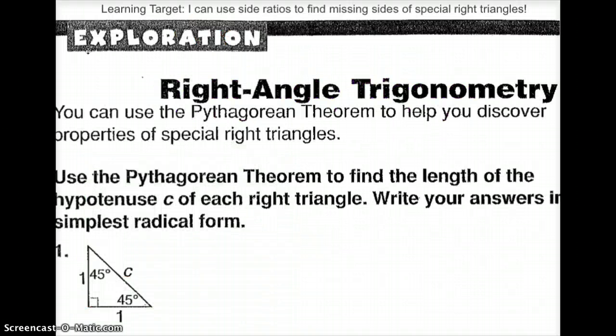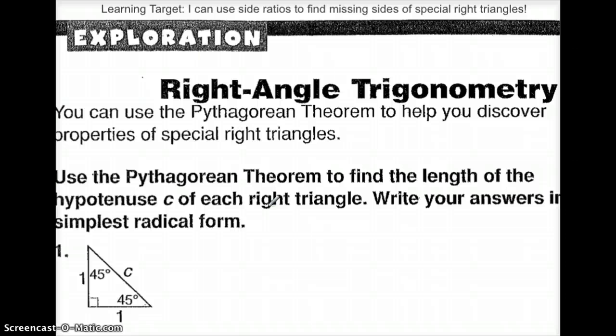The first one, I've got a little discovery exploration we want to work through, dealing with 45, 45, 90 triangles. The directions say use the Pythagorean theorem to find the missing c value, which is the hypotenuse, and write our answers in simplest radical form.